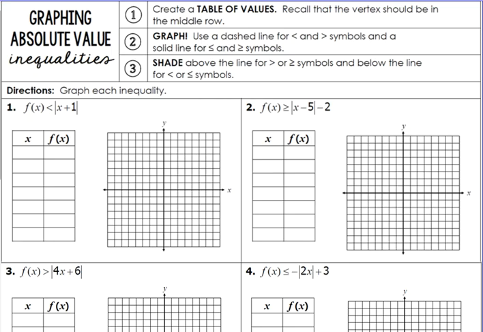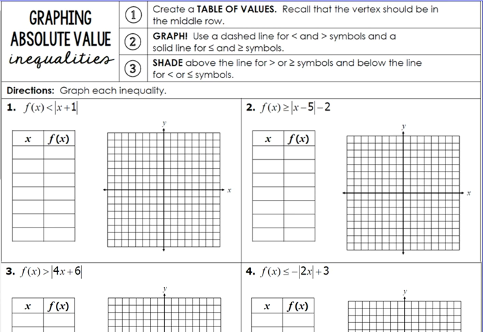So we're going to do these just like we graphed absolute value equations. The only difference is if it does not have an equal to under the inequality, then the graph of the absolute value function, our V, will be a dashed line. If it does not have an equal to, like number 1 and 3, then the V will be a dashed line. If it does have the equal to, like 2 and 4, it's a regular solid line like it always is.